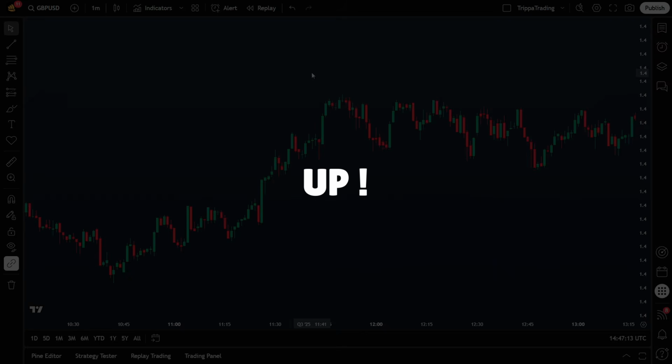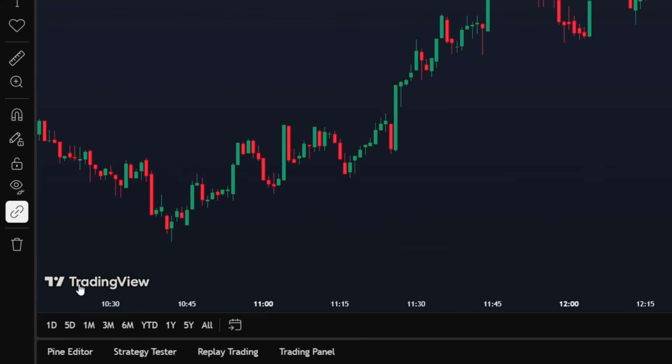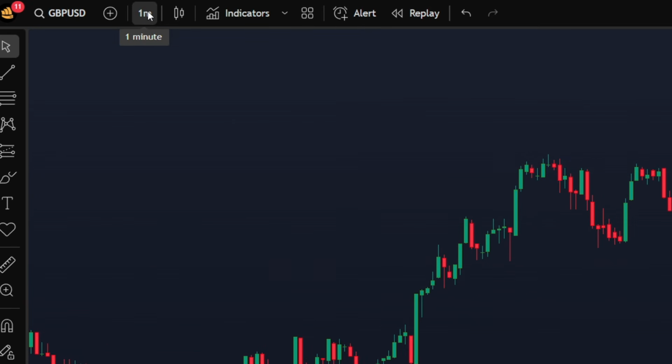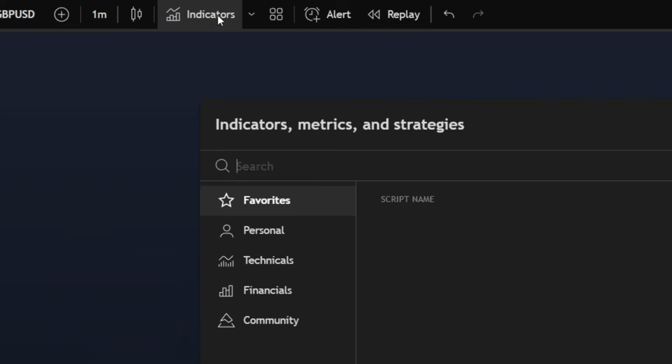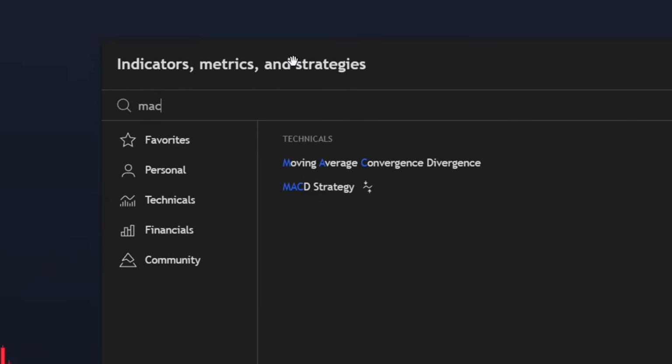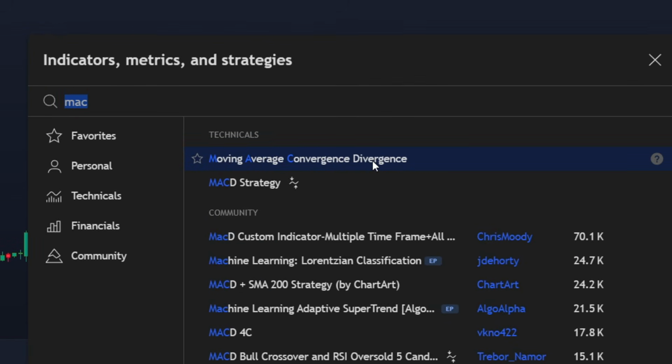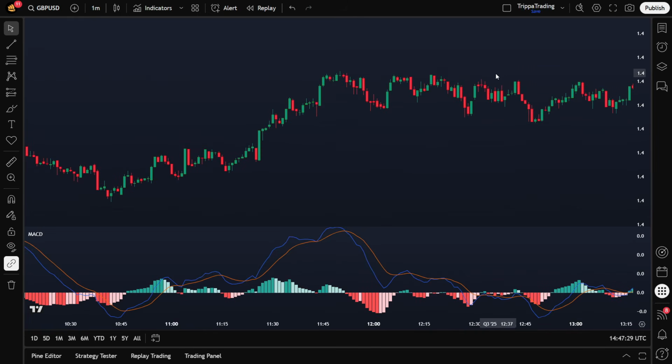All right, let's set it up. We're going to use TradingView for this. I'm going to be using a GBP USD chart on a 1-minute time frame to explain this strategy. First, open the Indicators tab from here. From here, search for MACD. That's Moving Average Convergence Divergence. I'm sure you all know about this. Once you add it to the chart, this is how it looks.